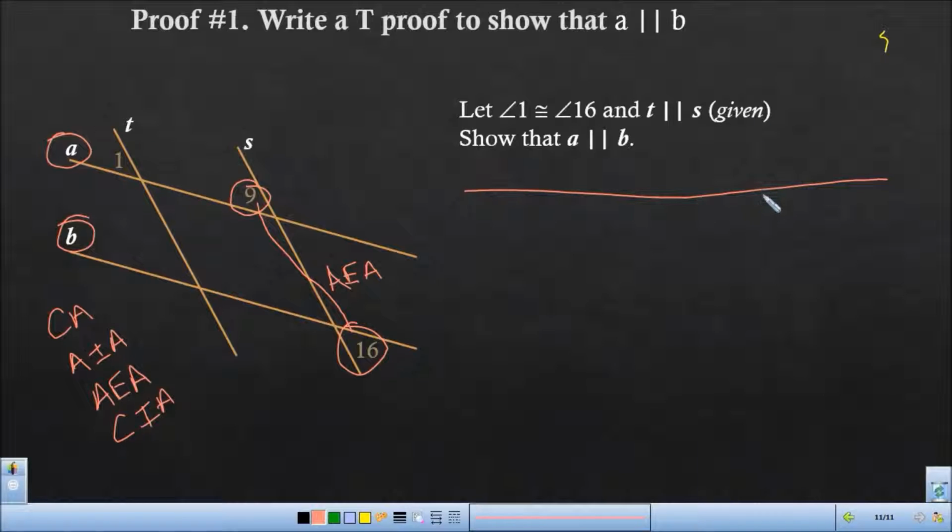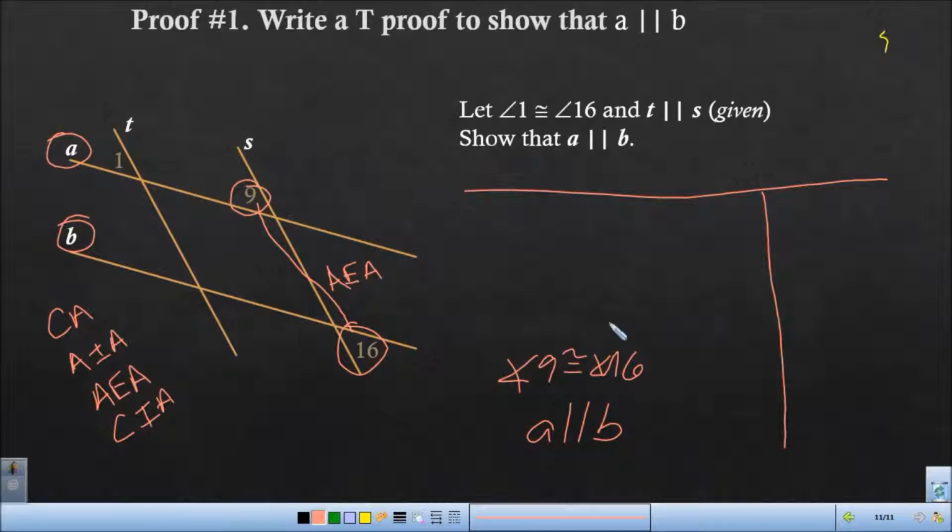Wow, that was a terrible line. Okay, so I know what my last statement is. My last statement is that A is going to be parallel to B. And right before that, I'm going to say something along the lines of angle 9 is congruent to angle 16. And the reason why this is important is that this statement allows me to make the claim that the lines are parallel by the converse alternate exterior angles theorem.